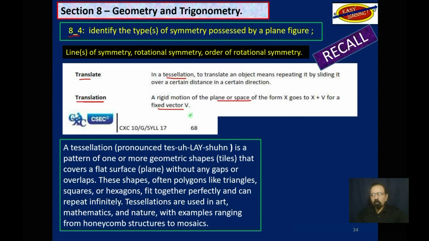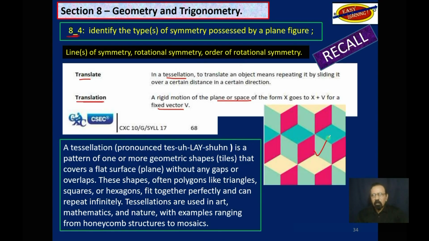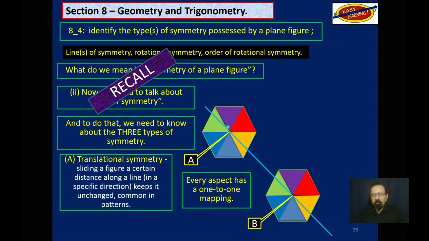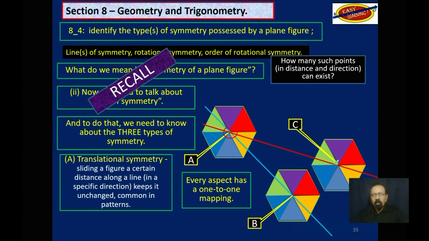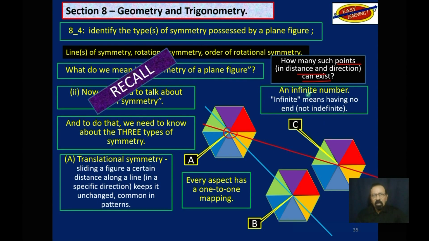And if you can't remember what we said about tessellation, go back to objective 8_4. This is the tessellation. Remember also we said if you could move that multicolored hexagon from A to B, that amount in that direction, you could also move it in another direction, this amount. And so, how many such points in distance and direction can exist? And the answer is, we already dealt with this, an infinite number of translation symmetries we can get.